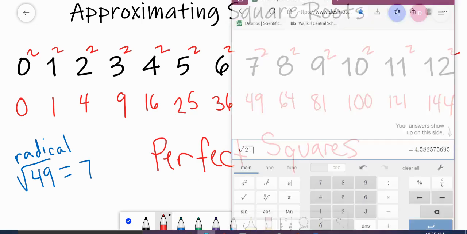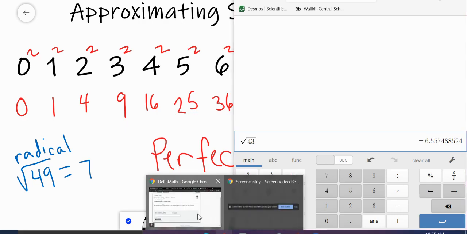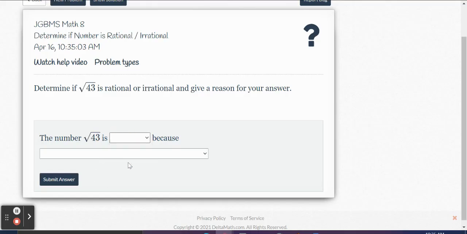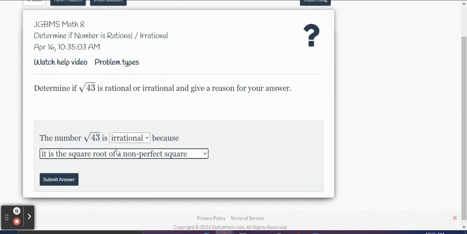So I'm going to use the Desmos calculator. The square root of 43, and there's this long number. It looks like this doesn't fit the whole number, but this is a decimal that goes on forever. Any non-perfect square, the square root of a non-perfect square, is going to be an irrational number. So it's irrational because it is the square root of a non-perfect square. Anytime you see a square root of a non-perfect square, you're going to get a long decimal that doesn't repeat.